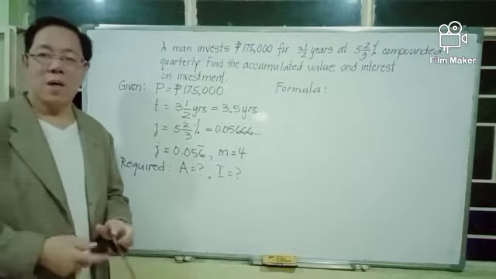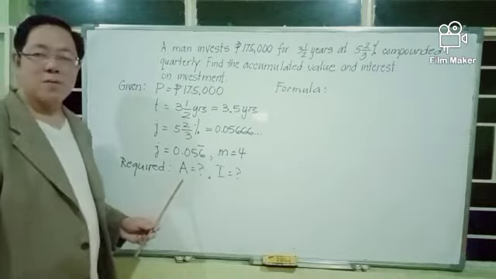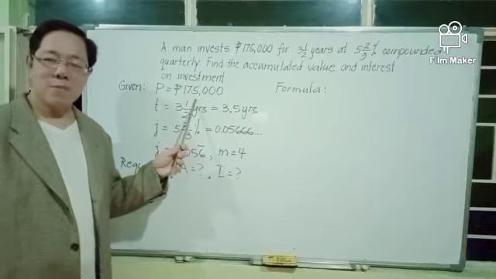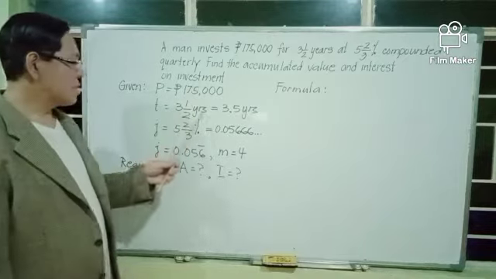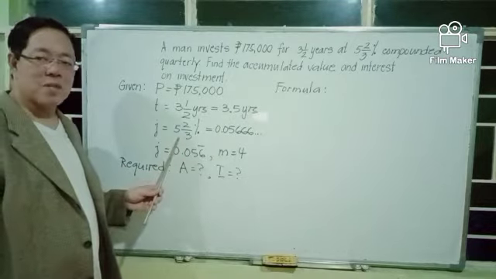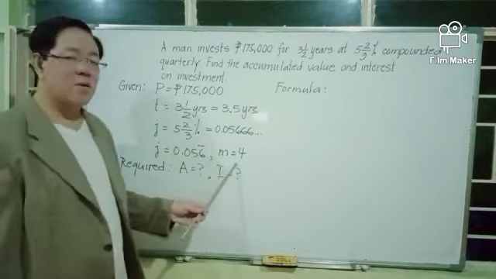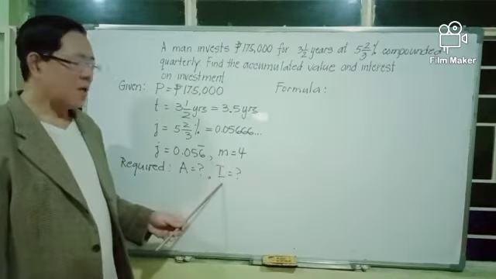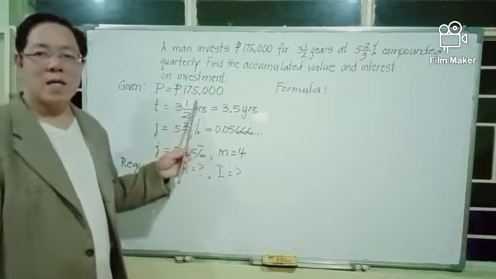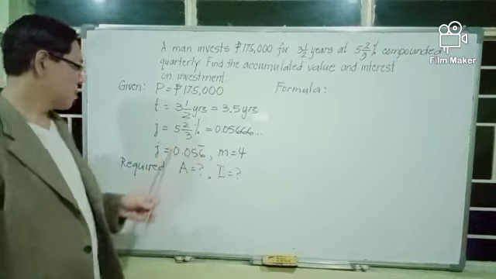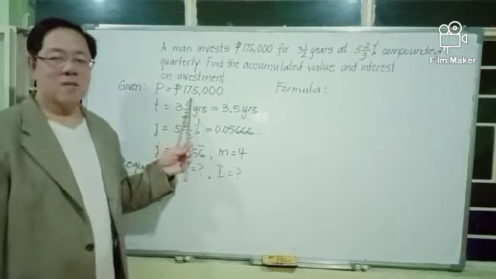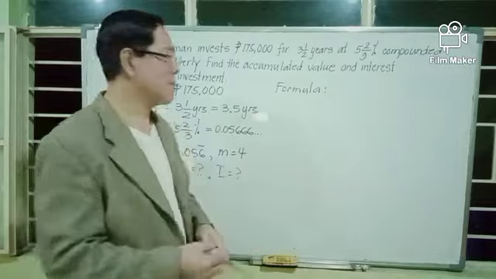We also write the required. We are required to find the accumulated value of the original principal of 175,000 pesos invested for 3.5 years at 5 2/3% compound interest rate compounded quarterly. And we are asked also to find the amount of interest earned by the investment of 175,000 pesos. To find the accumulated value, we use the following formula.